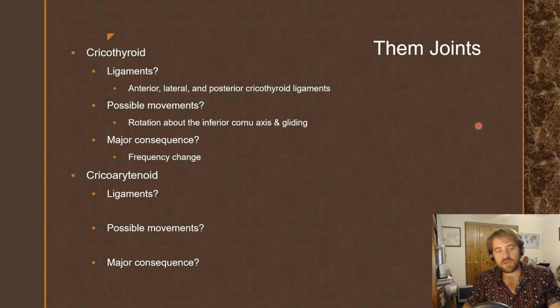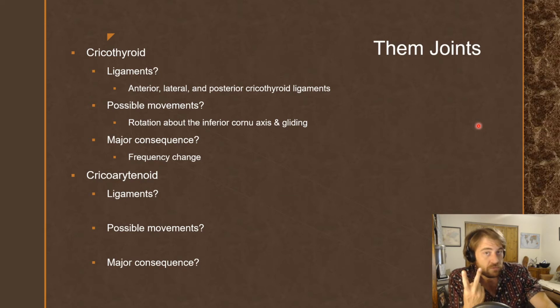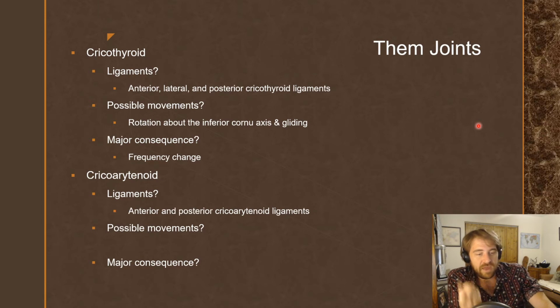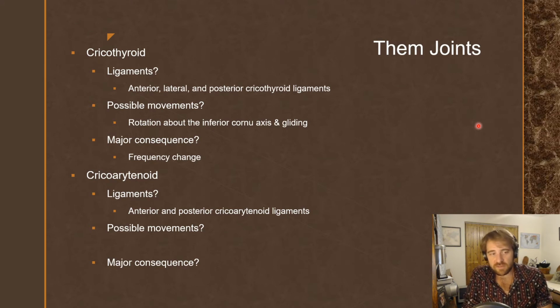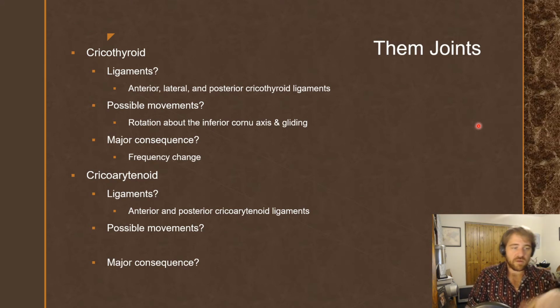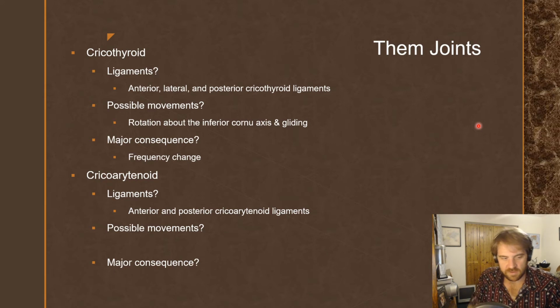Okay, what about the cricoarytenoid? What ligaments are there on the cricoarytenoid joint? There's only 2. In this case, it's the anterior and posterior. There's no lateral ligament. So an easy way to remember this is they both have an anterior and posterior. The cricothyroid also has a lateral ligament, which is at the bottom, not the side. Okay, what are some possible movements of the cricoarytenoid joint? There are 3.